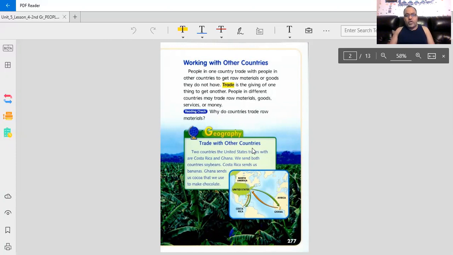Why do countries trade raw materials? Why? Think about that. Why would you trade anything? Because you don't have it and you want it.